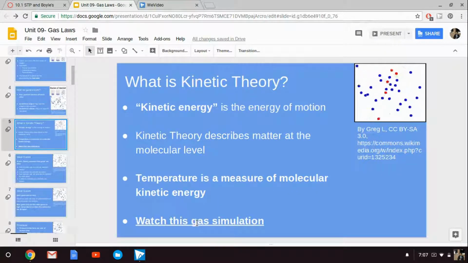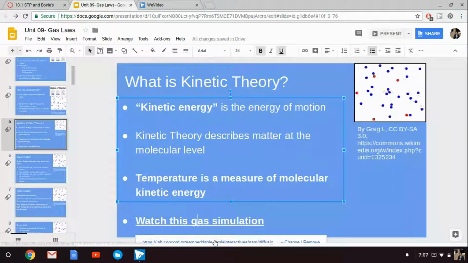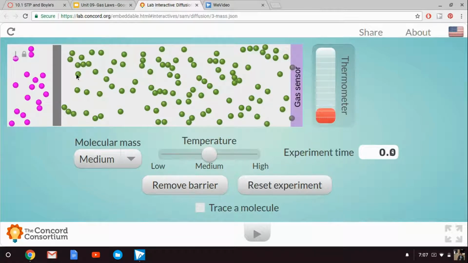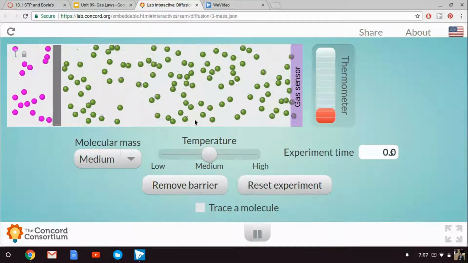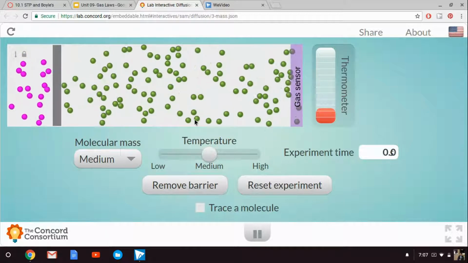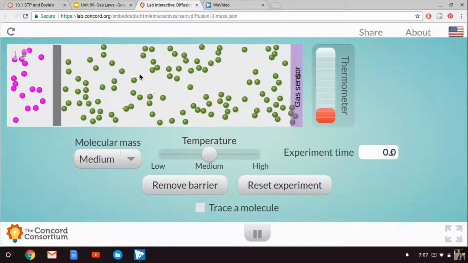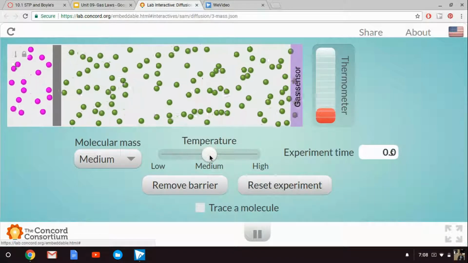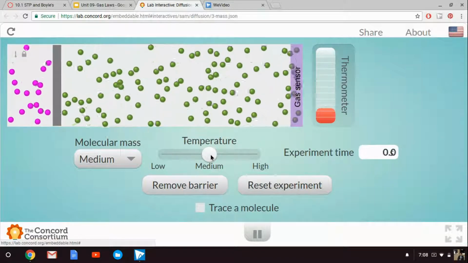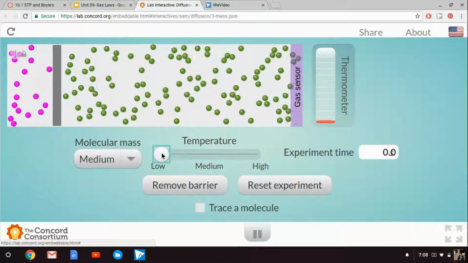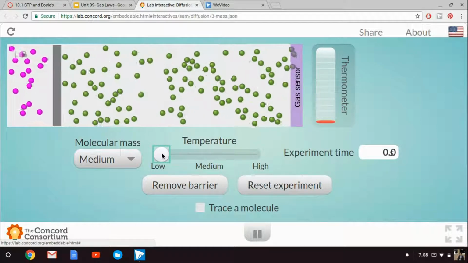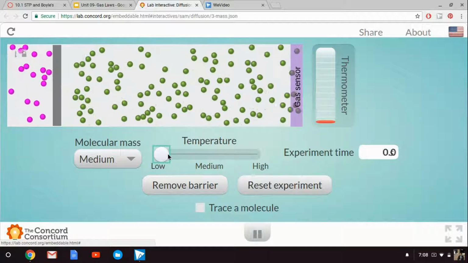So if we watch this simulation on here, what we have is a container of gas molecules, and I can go ahead and hit play and see how they start to interact. We can see that the gas molecules are just moving on their own, bouncing off each other, and they have a certain amount of energy. I can actually control the temperature in this container. If I lower the temperature, you can see how the gas molecules start to slow down. They don't have as much energy and they're not hitting each other as often.